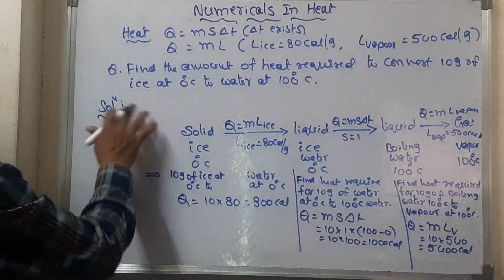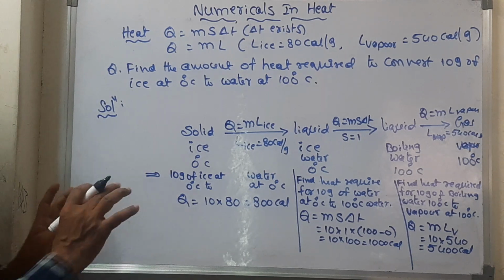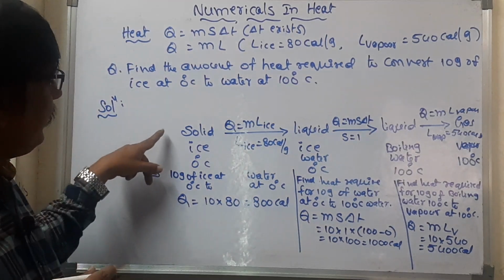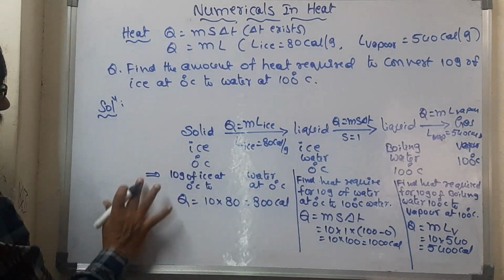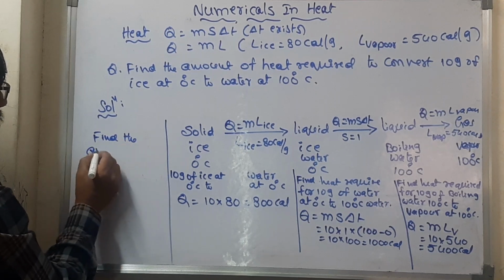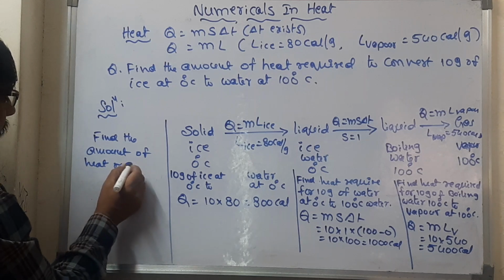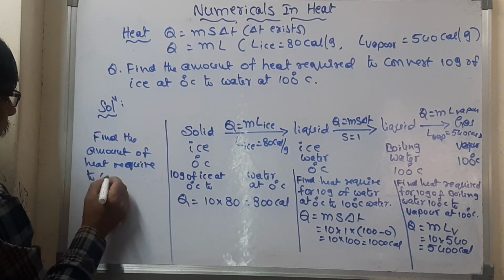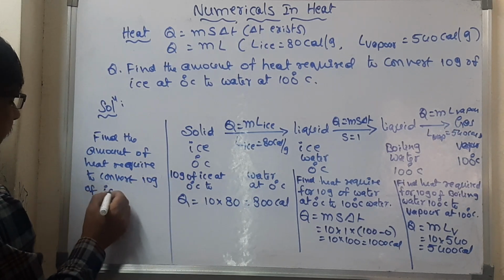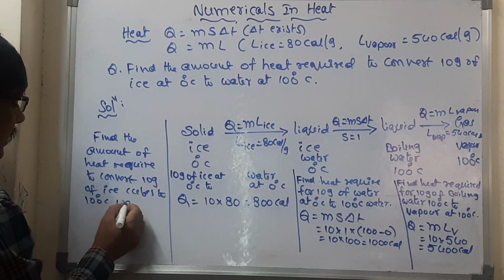Okay, now let's come to this part. If it is asked, one question will be asked like this. Such lengthy questions may not be asked because time is also a factor. The question will be asked like this, so I will write here: find the amount of heat required to convert 10 grams of ice cubes to 100 degrees Celsius water vapor.